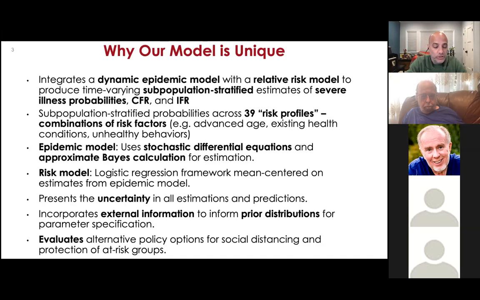And then one of the things we also want to do is a fair presentation of the uncertainty in all the estimations and the predictions, and then incorporate external information in terms of informing prior distributions, mainly leveraging mobility data to give us an idea of how that would impact the R naught as we go forward. And then again, evaluate alternative policy options for social distancing and protection of at-risk groups.